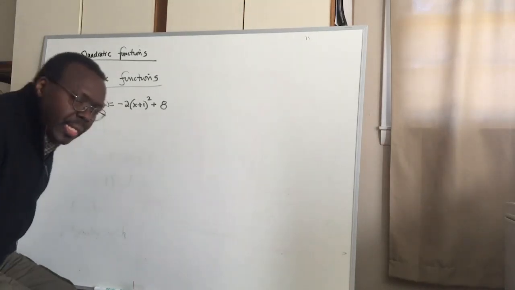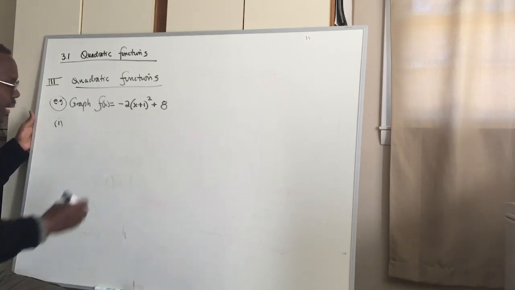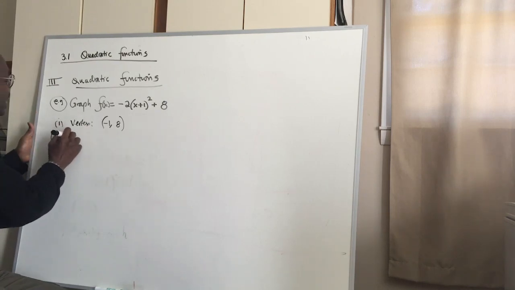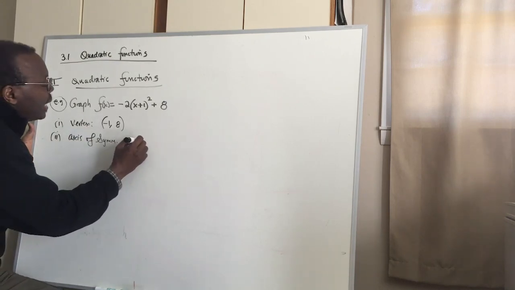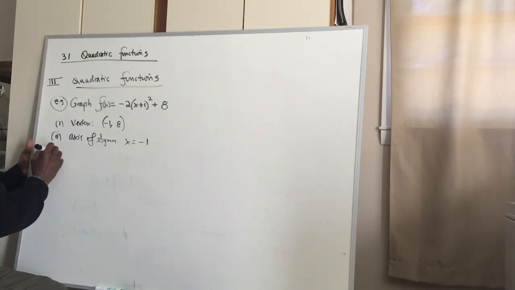Now let's do this example. You're asked to graph f(x) = -2(x + 1)² + 8. Number 1, state the vertex. The vertex is (-1, 8). State the axis of symmetry. The vertical line x = -1. That's the x value of the vertex.